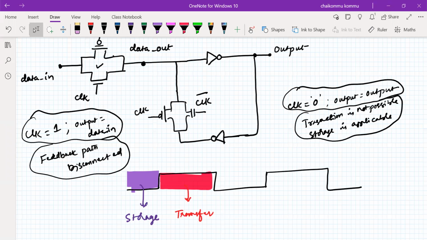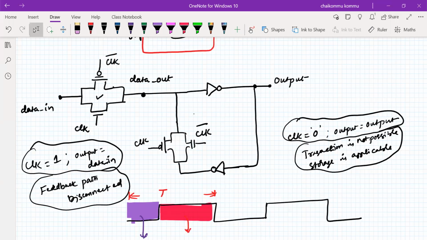That means the storage time is only half of the entire clock period. If you take this as the time period of the clock, we are going to store only for half the time, or maybe even less than half, according to the diagram. So I hope you can understand the concept here.